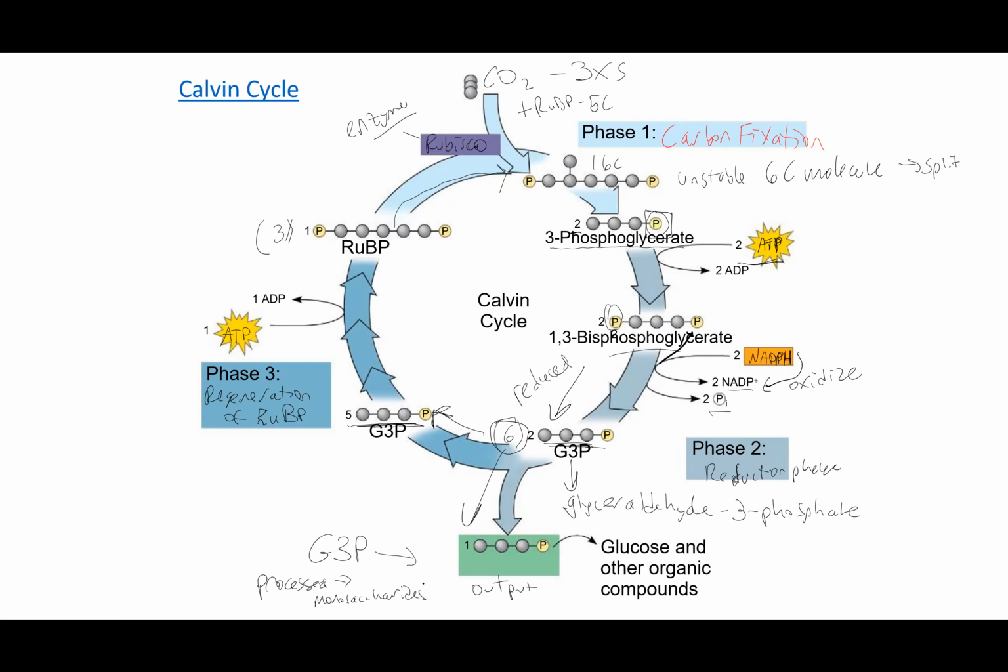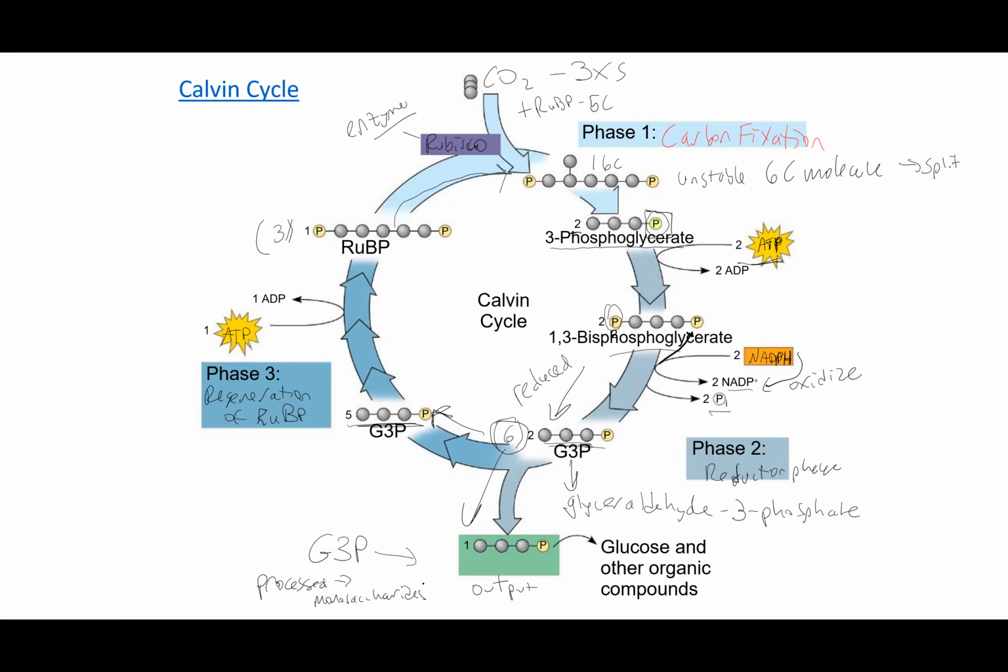So we made a carbohydrate. We emptied some electron carriers. We made RUBP again because we regenerated at the end. So we start with RUBP and then we also make more RUBP.